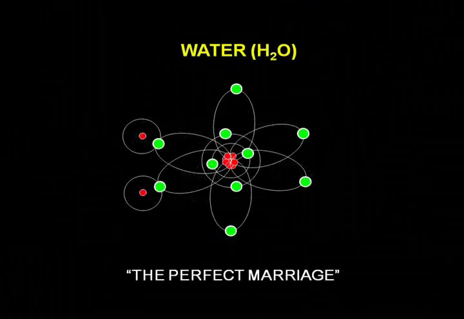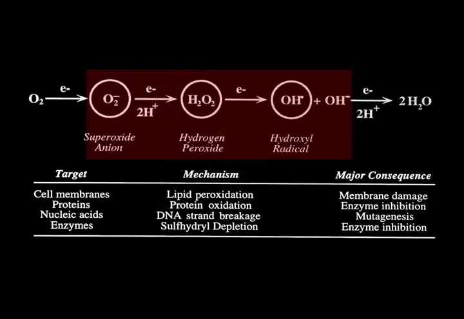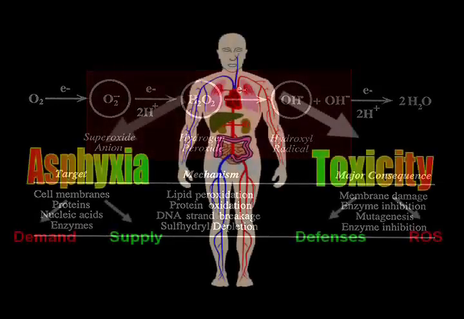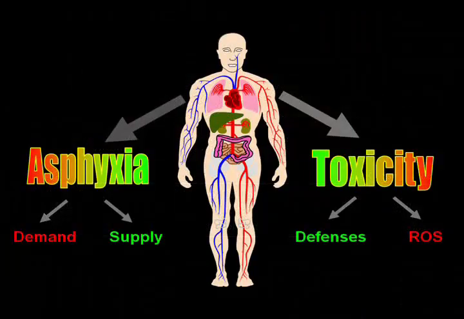Water, as I said, is the perfect marriage, and the intermediate forms can interact with various parts of the body. As they do that, they can either break things down, they can disrupt the process of producing chemicals within the body, and even damage DNA. So oxygen can be potentially toxic. Now, as I mentioned, we've essentially got a balance of supply and demand on the one hand, and then the oxygen defenses versus the reactive oxygen species on the other side.